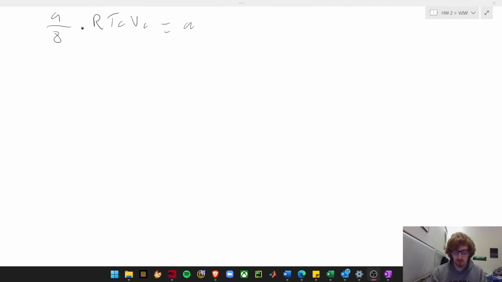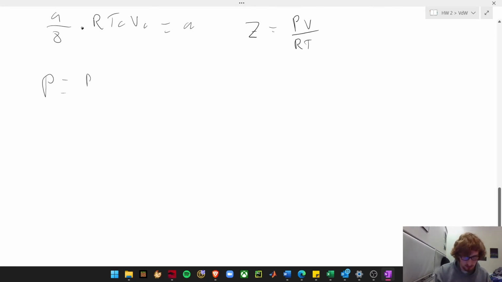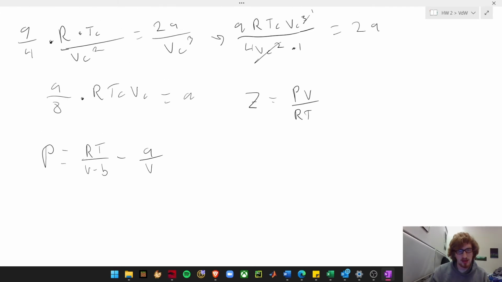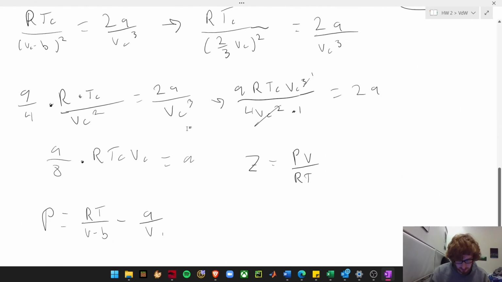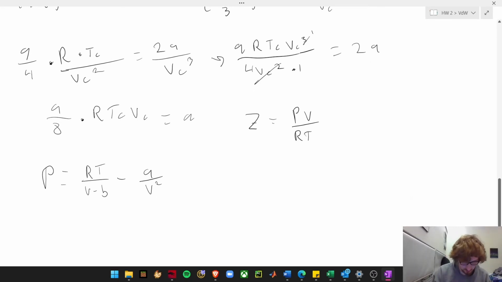From here, to get the compressibility factor, we know that our compressibility factor Z, let me write that a bit smaller. Z is going to be PV over RT. And then we know that our pressure is going to be equal to RT over V minus B, minus A over V. Let me double check that just to make sure I don't mess anything up. Of course I did. So A over V squared.